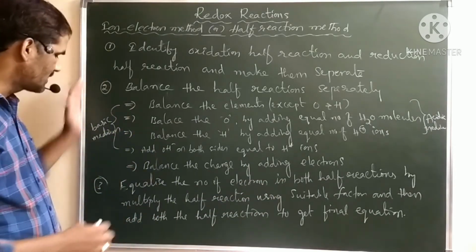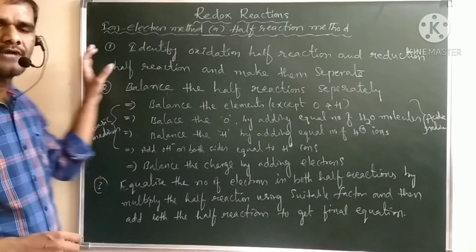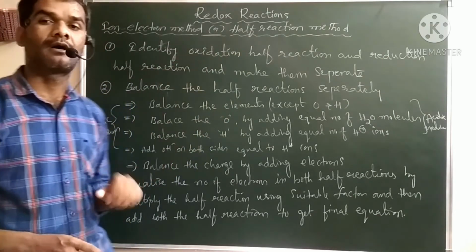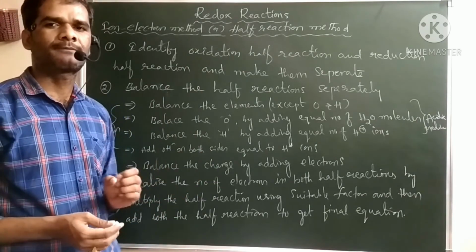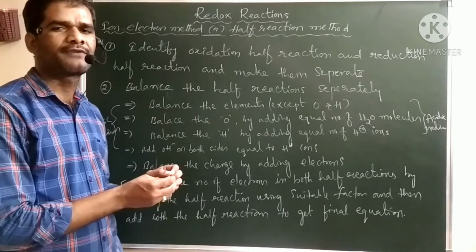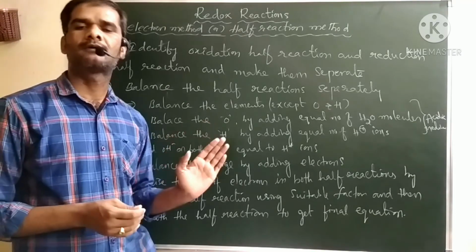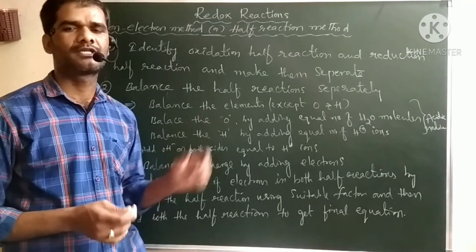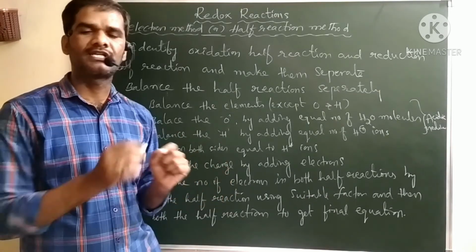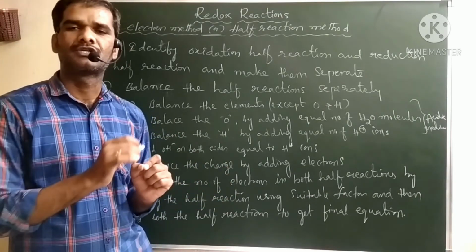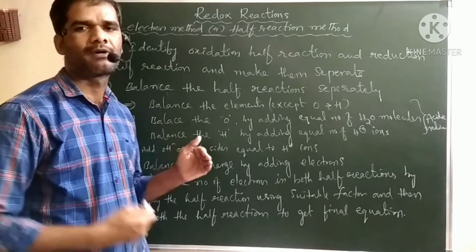So these are the steps involved in the ion electron method. What is the first step? First we have to identify the oxidizing and reducing half reactions and make them separate. The next step, we have to balance the oxidation half reaction and reduction half reaction separately. How to balance? The same rules we followed in the oxidation state method. But here one exception: in the oxidation state method, initially in the first step we balance the change in oxidation number. But here that is not required, we can go with the second step onwards.